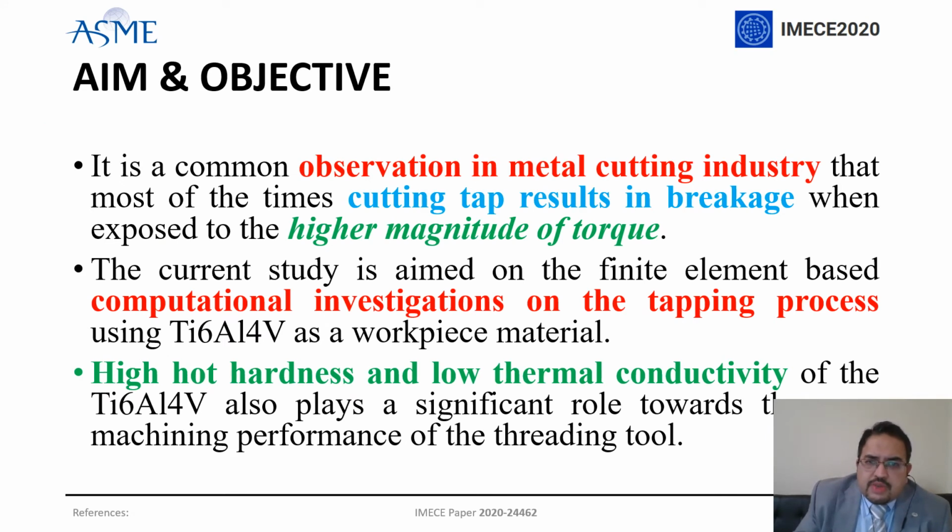The aim and objective of this work is that it is a common observation in the metal cutting industry that most of the time the cutting tap results in breakage, specifically when the magnitude of the torque is very high or the cutting force is very high. The current study is aimed at the investigation of the tapping process using TI6 as a workpiece material. TI6 is regarded as a difficult to cut material because of its high hot hardness and low thermal conductivity. So that makes the tapping even more complex.